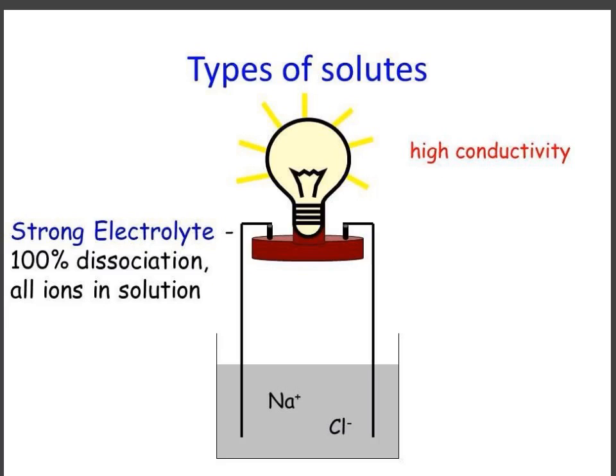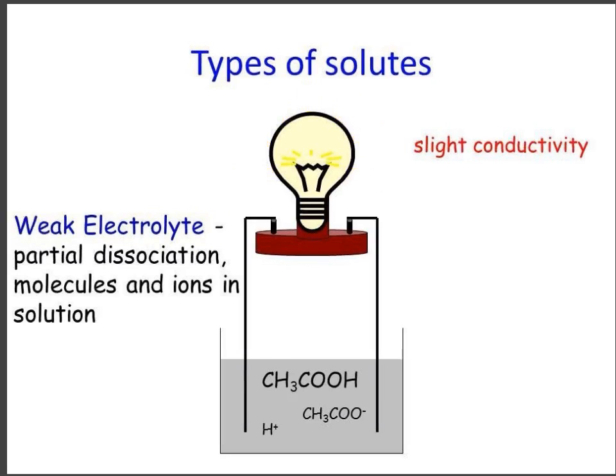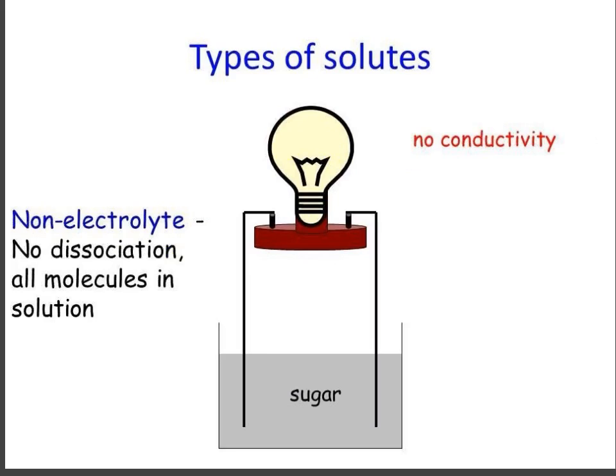Next, we move on to the three different types of solutes. We have strong electrolytes, which have a higher conductivity. Another one is a weak electrolyte, having a slight conductivity. And lastly, we also have non-electrolytes, having no conductivity at all.